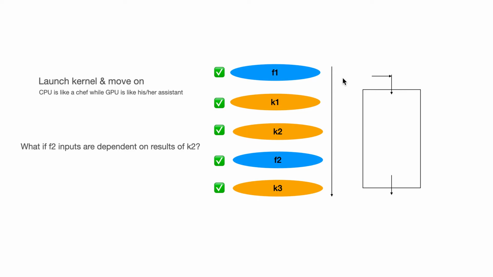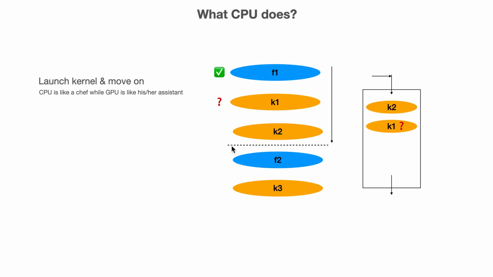But what if F2's inputs are dependent on the results of K2? As we said earlier, it can happen that F2 is running in parallel to K2. But what we want is some kind of synchronization after finishing K2. We will do that using something called CUDA device synchronize. So we're going to put the CUDA device synchronize statement after kernel 2, but before function 2.